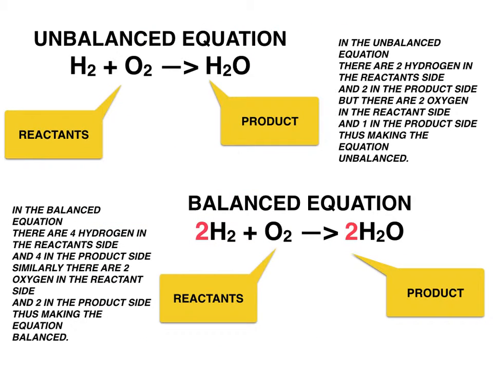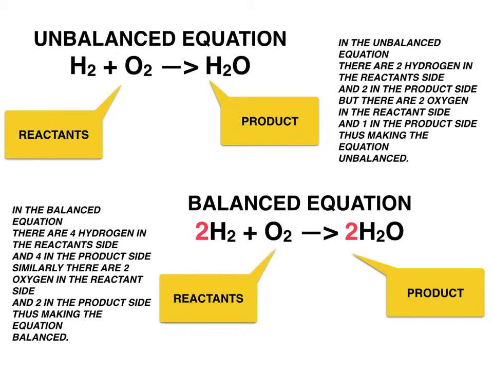So here you can see one unbalanced equation and one balanced equation. Let's first have a look at the unbalanced equation. H2 plus O2 gives H2O. Here in this equation, H2 and O2 are reactants and H2O is the product.